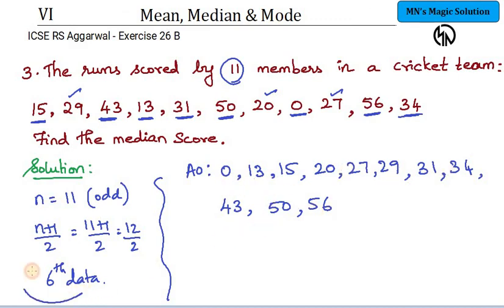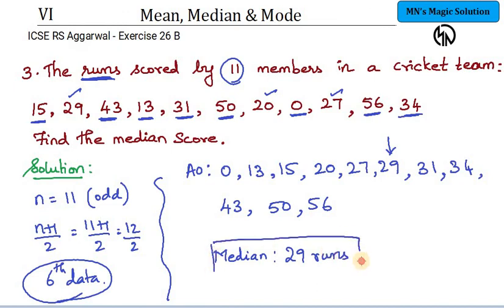So which is the median data? The 6th data. 1, 2, 3, 4, 5, 6. So 29 is the 6th data. So what is the median? Median is 29. And the data is nothing but the runs scored by cricket players. So it is 29 runs, which is the median value. Always write the units as well.